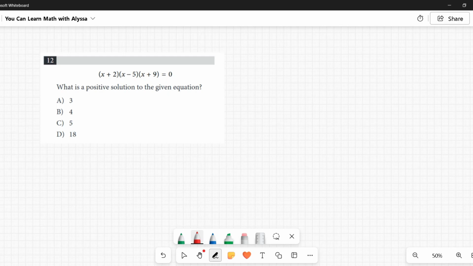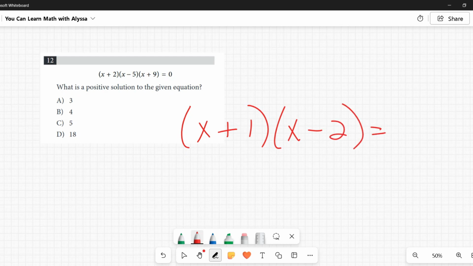Anytime we have something that is factored, it could be something as simple as (x + 1)(x - 2), and it's equal to 0. When we factor something, we always want it to be equal to 0 in order to solve for x. We know that one of these two things that are being multiplied together, if it's going to equal 0, one of them has to be 0. We don't know which one, but we solve for each one separately, and then that's how we solve for x.